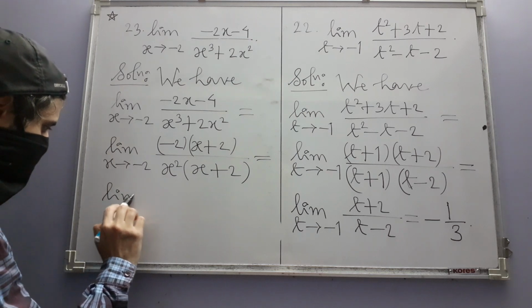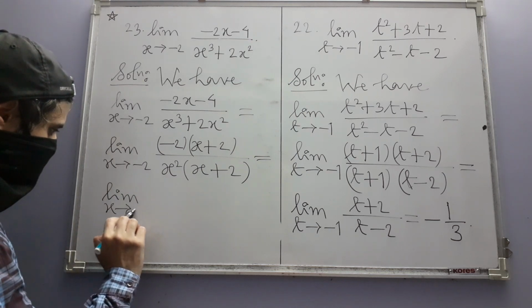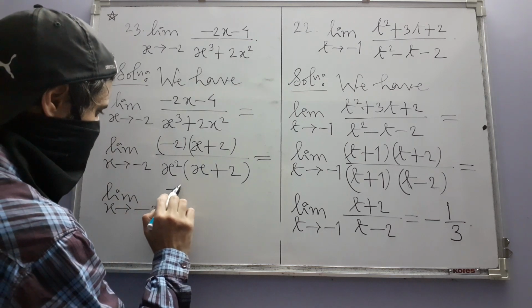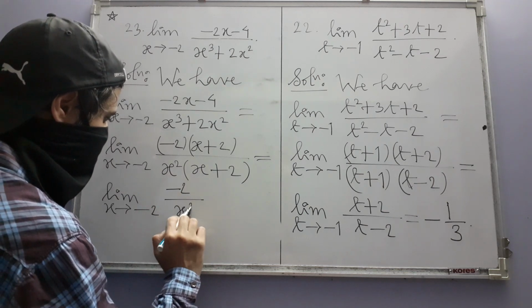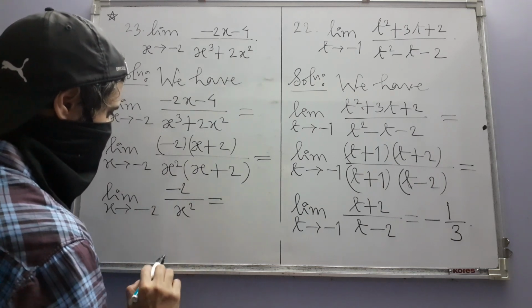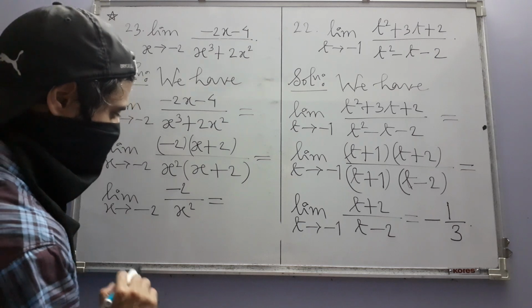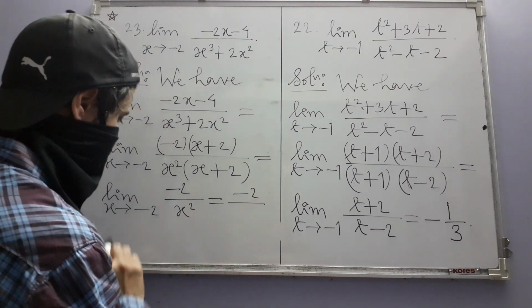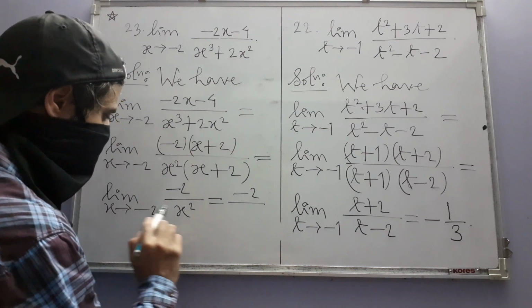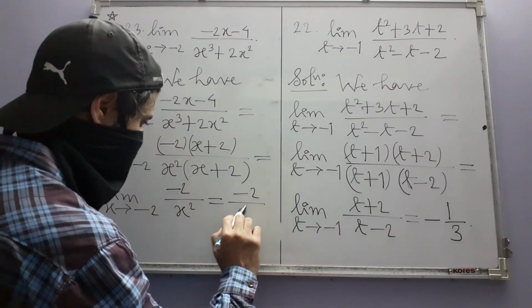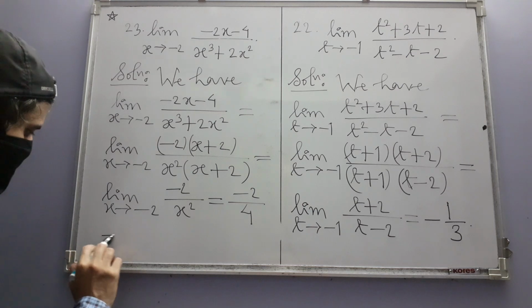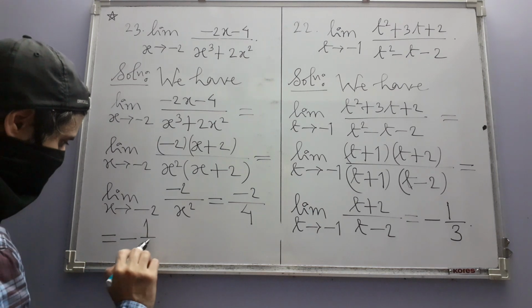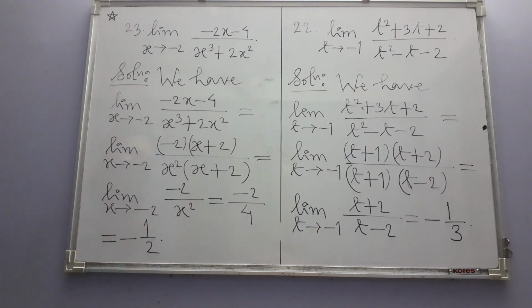So after cancellation, you have minus 2 over x square. The numerator is constant, so it will stay minus 2, and the denominator upon substitution will be 4. That means the limit is minus 1 over 2.